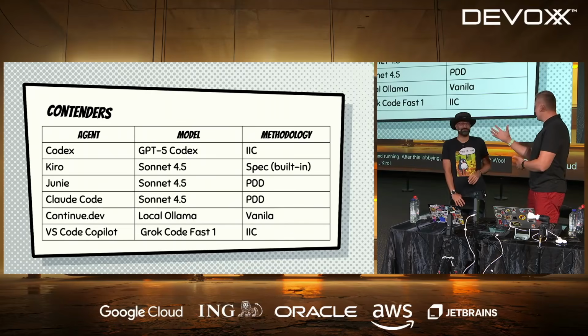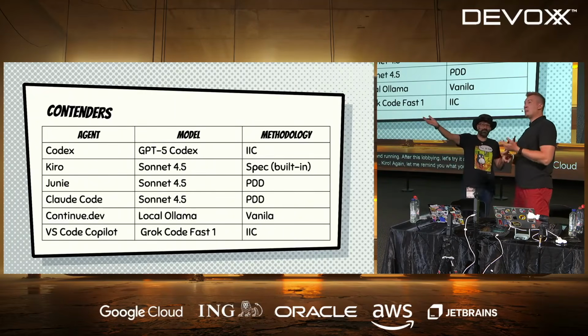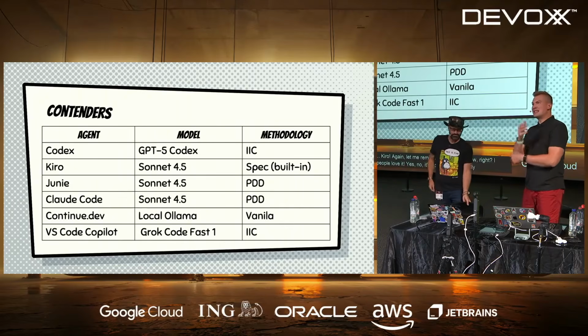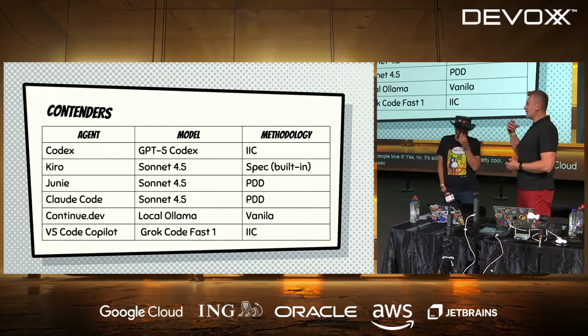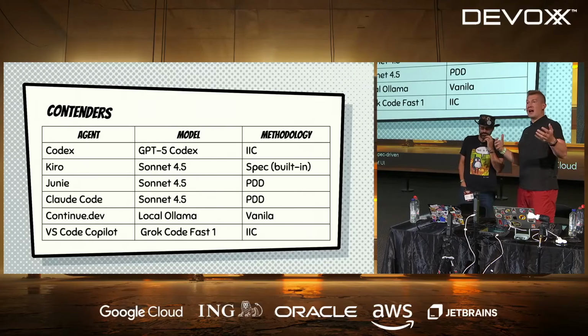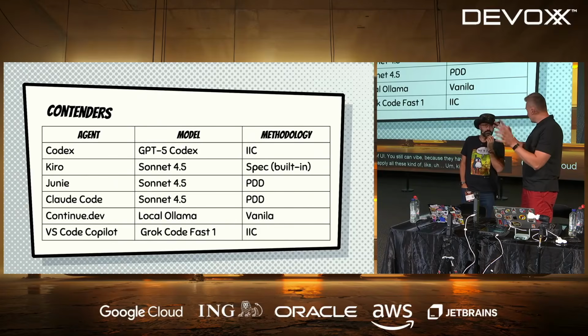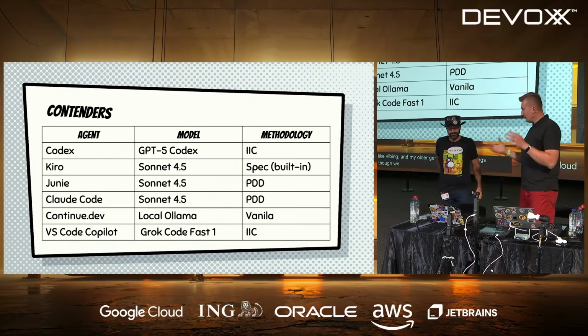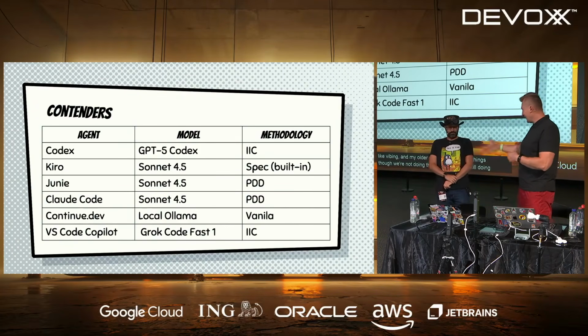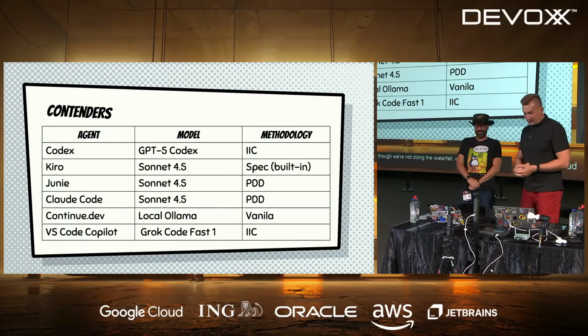Kiro. Again, let me remind you what you saw. People love it. Yes, it's actually pretty cool, and the built-in spec-driven development is part of the UI. You still can vibe, because they have a different mode where it will not apply all of this. The younger generation likes vibing, and my older generation likes things structured. Even though we're not doing waterfall, we're still doing kind of an agile style process. Yes, we like processes.